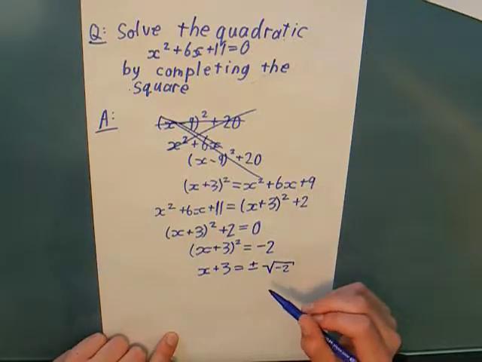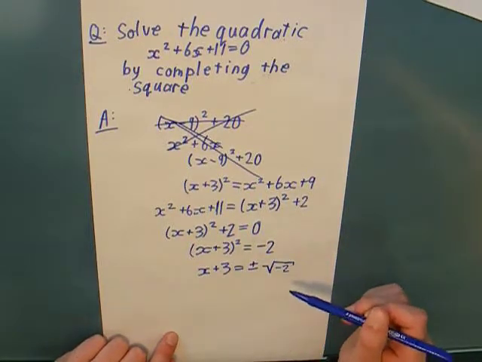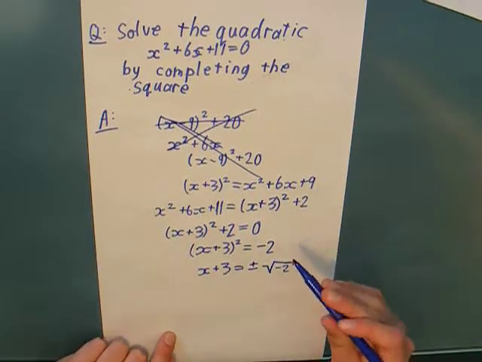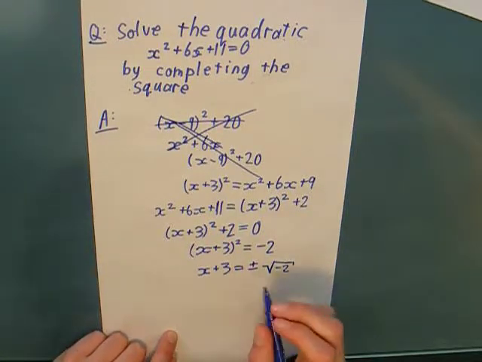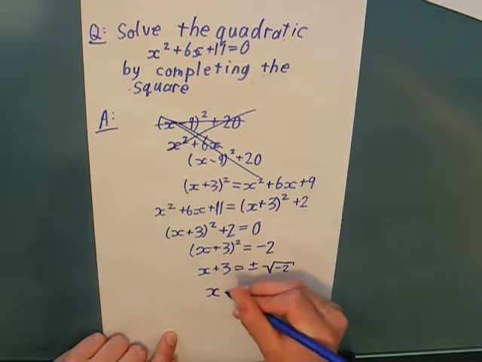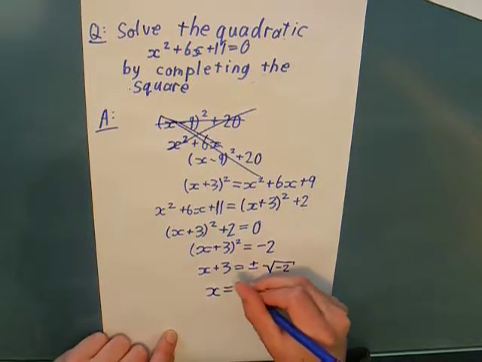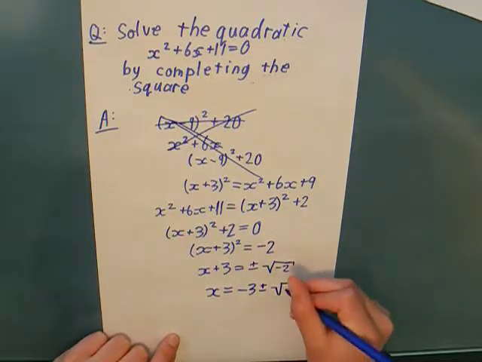I'm just taking the square root of a negative number here, which may alarm me, but we're just using complex numbers. And now I'm going to subtract the 3 from both sides, so I've got x equals minus 3 plus or minus root minus 2.